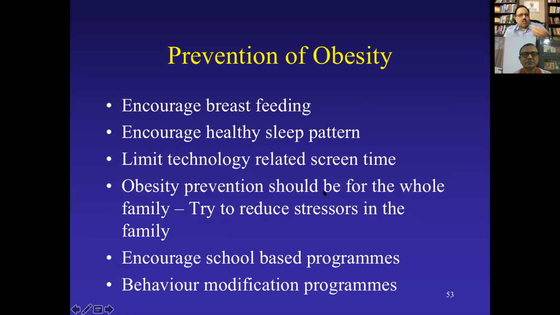Limit technology-related screen time. Now, sadly, in India, schools have gone online, so that 3 hours has become mandatory. But beyond that, we should prevent it. And it's a family affair. The entire family should follow the same principles. School-based programs should be encouraged for weight loss, and behavior modification programs are the sheet anchor of prevention and treatment of obesity.